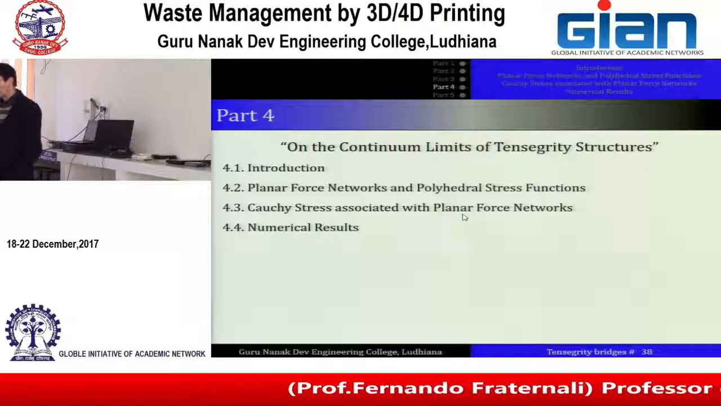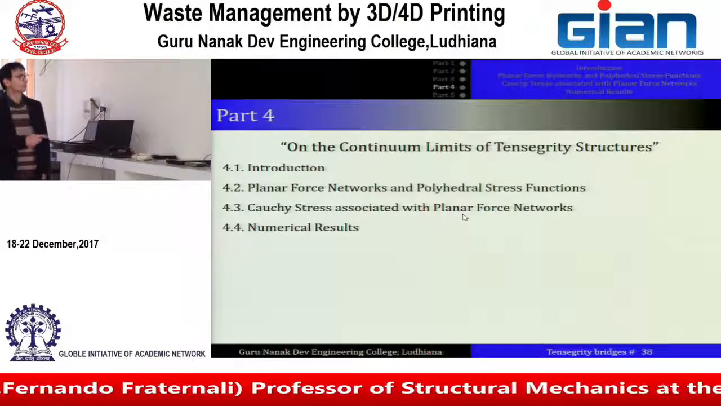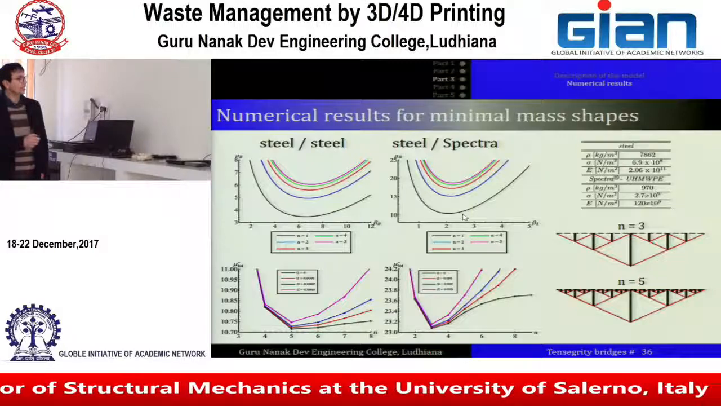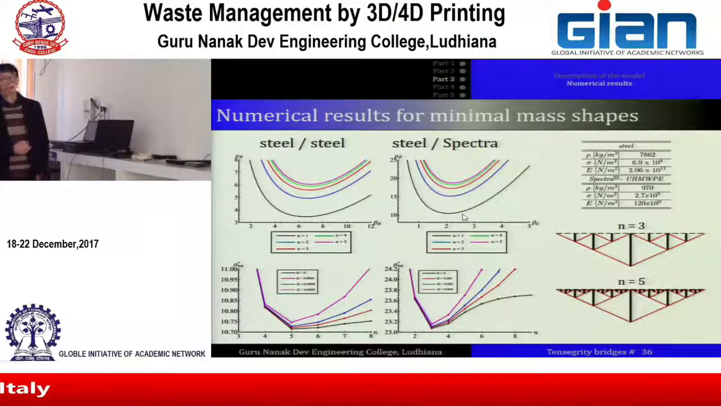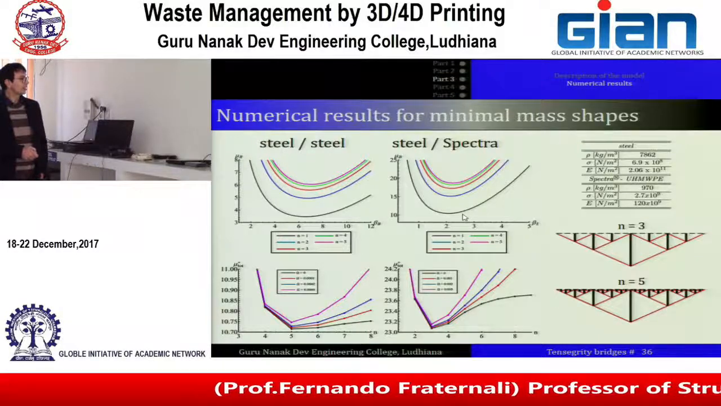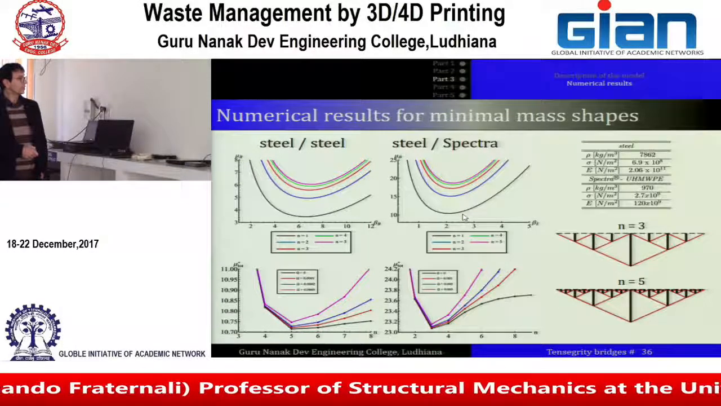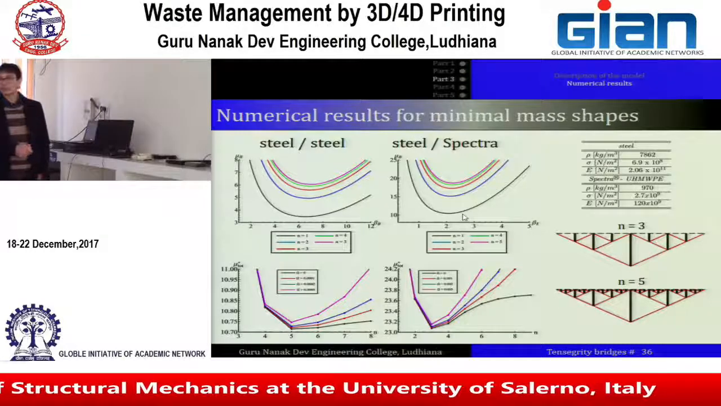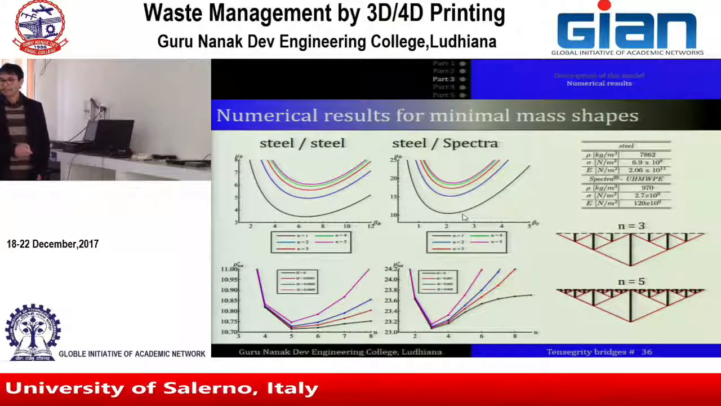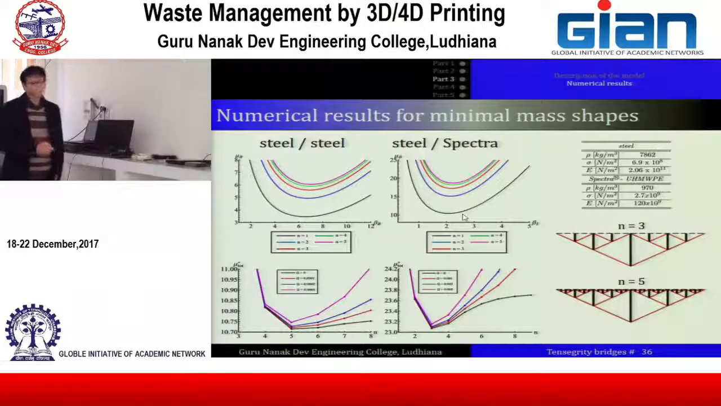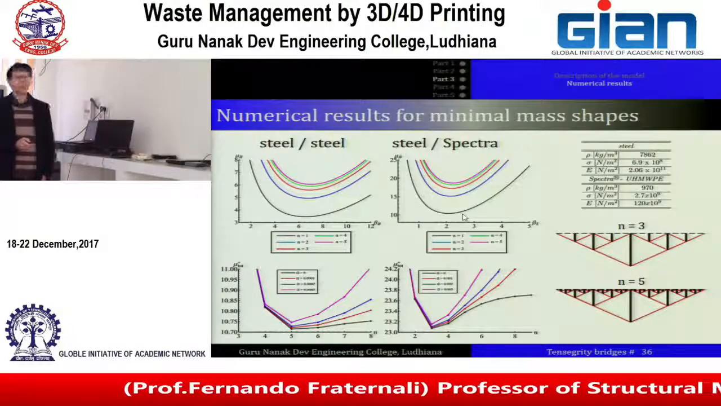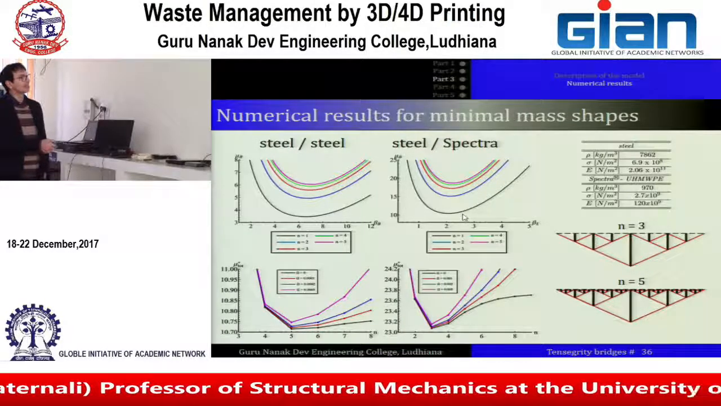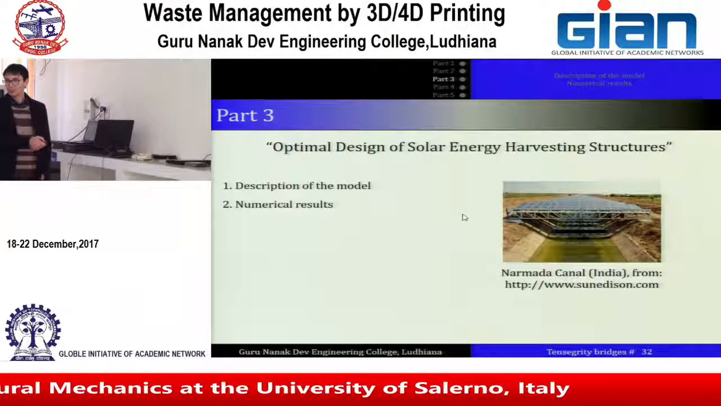We published this result, and we were able to show that it depends on whether you use steel and steel or steel and Spectra for the cables and the bars. In the two different cases you have different optimal, minimal mass shapes, but those masses were much, much lower than the masses of the real design that was employed for this application.